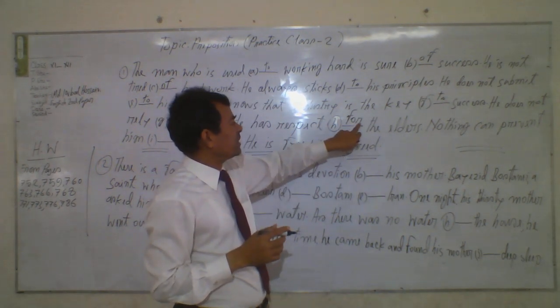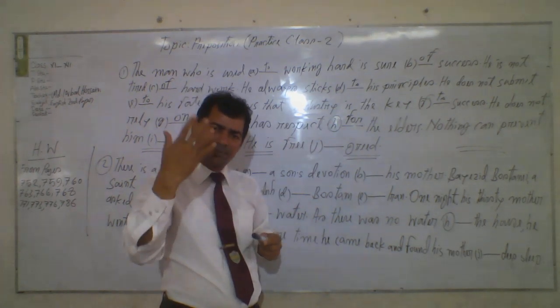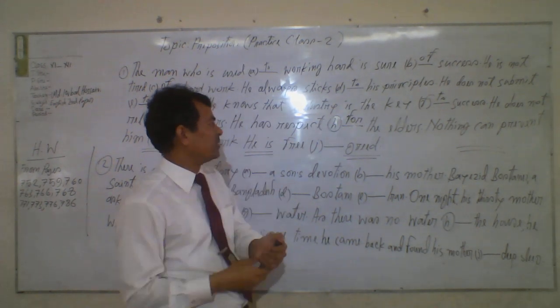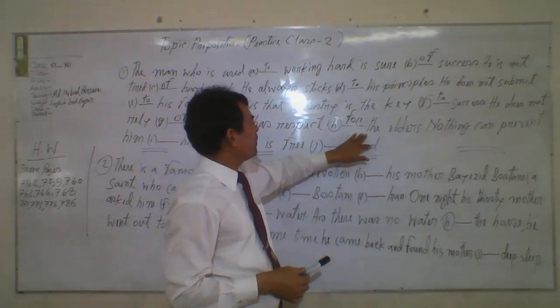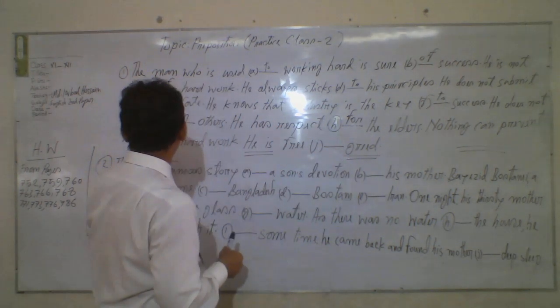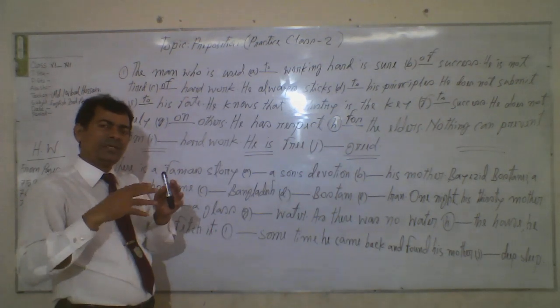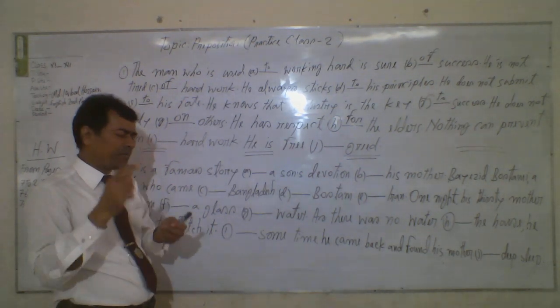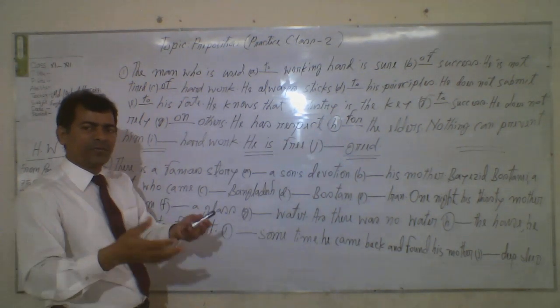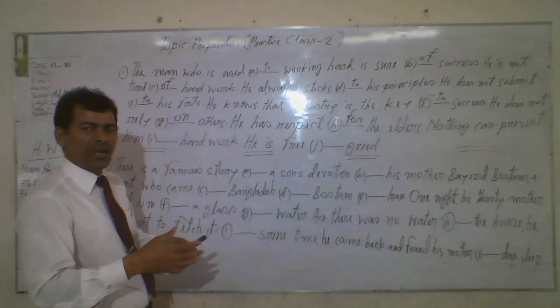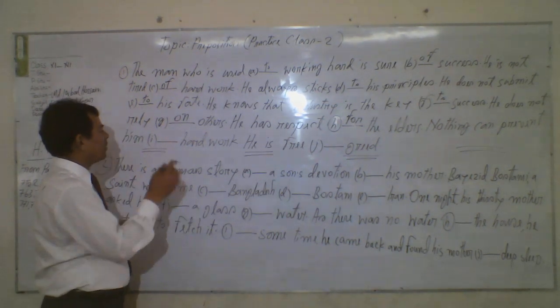Use no other preposition except for here. Learn it. Remember, respect for others, for the elders. Nothing can prevent from. It automatically comes if you learn it. If you read it for some time, a few times, once, twice, thrice, it automatically comes.